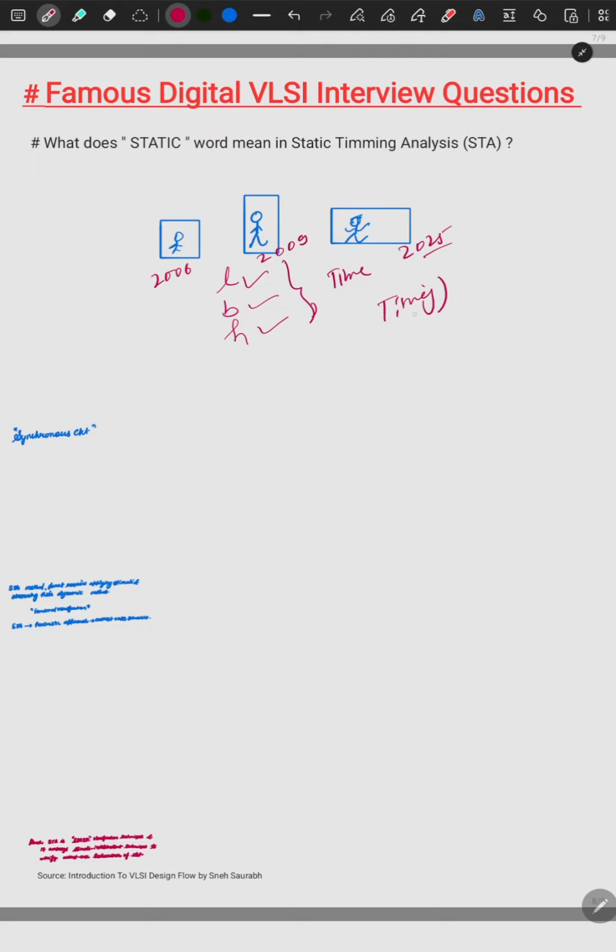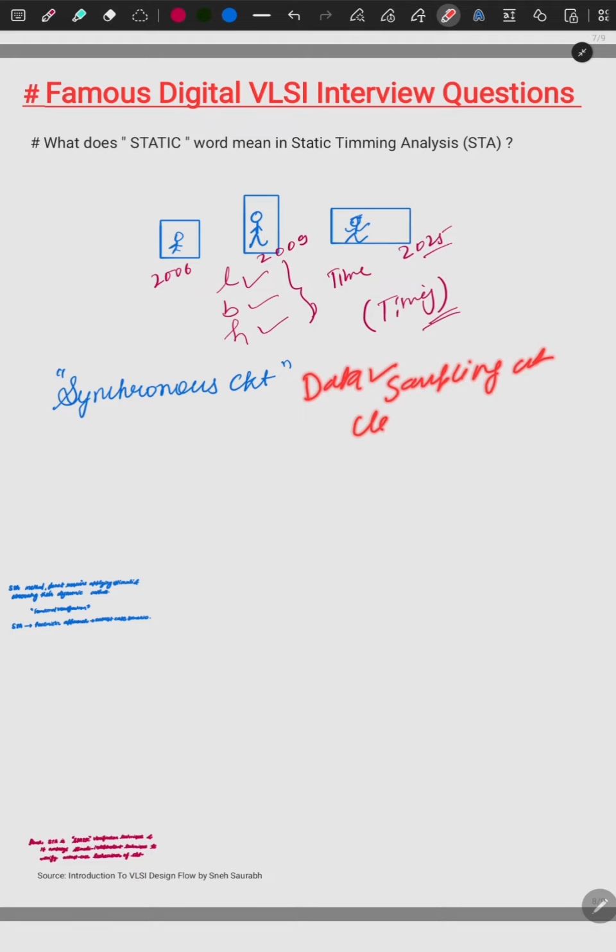So time is a very important parameter, and in VLSI also we should always be careful about the synchronous circuit, because its criteria should be met, like whether the data is being sampled at the required clock edge or not. If there is a violation, then that circuit will not be in a synchronous way, so it will latch some incorrect data. That's why STA is very important.